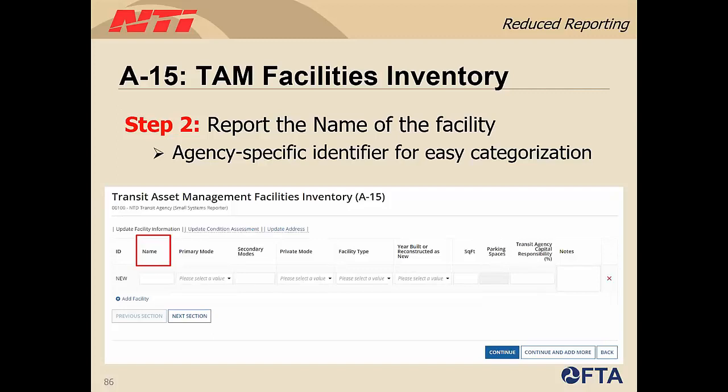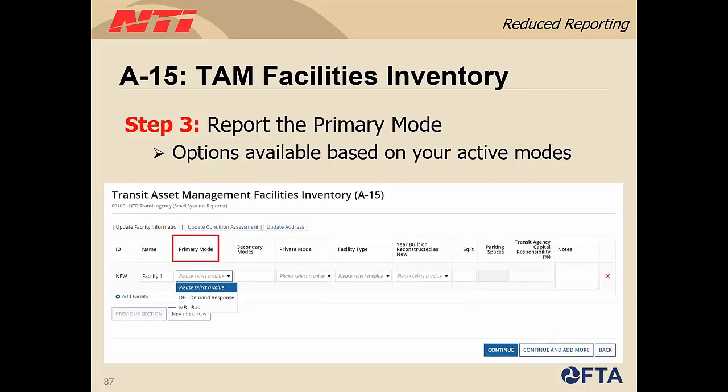Next, you'll fill out the name of the facility. You can name it whatever you like that makes it easily identifiable to you. Then you will fill out the primary mode that the facility serves. If the facility serves more than one mode, you should choose a primary mode that it predominantly serves, and in the next field, you can identify any other modes served as a secondary mode.